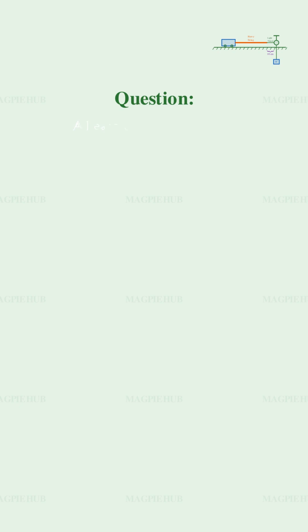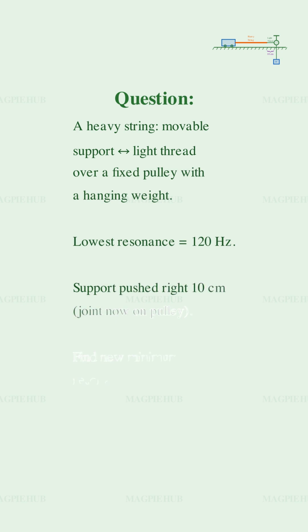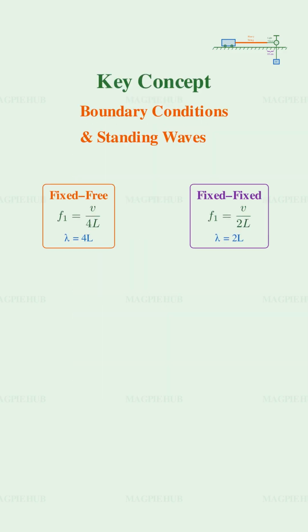Here is the question. A heavy string is tied at one end to a movable support and to a light thread at the other end. The thread goes over a fixed pulley and supports a weight. The lowest resonance frequency is 120 Hz. If the support is pushed right by 10 centimeters, so the joint reaches the pulley, find the new minimum resonance frequency. The key concept is boundary conditions for standing waves.